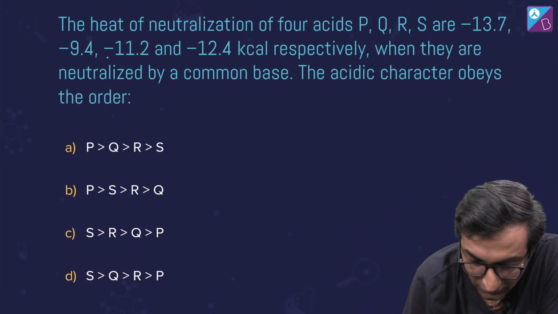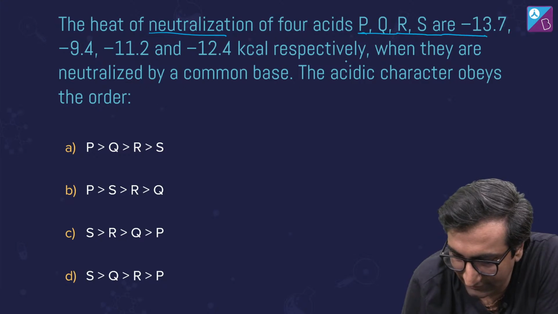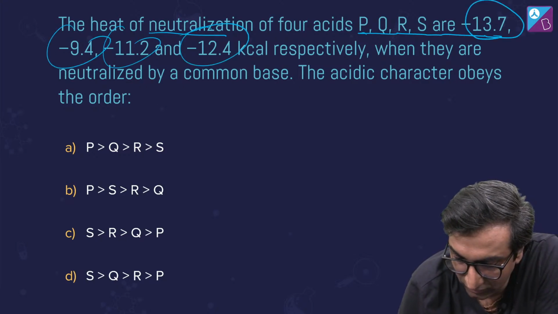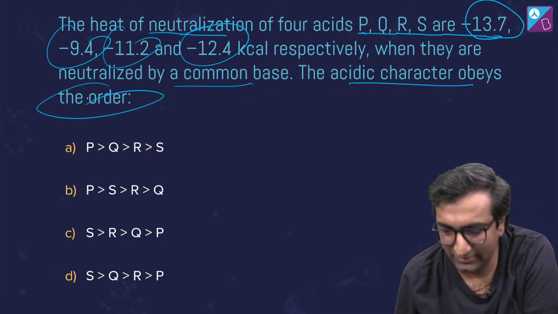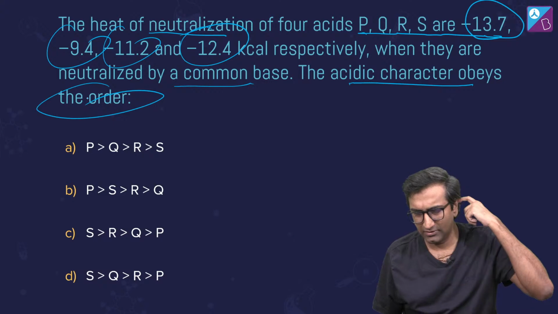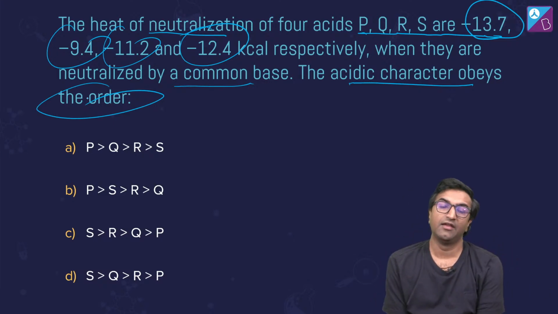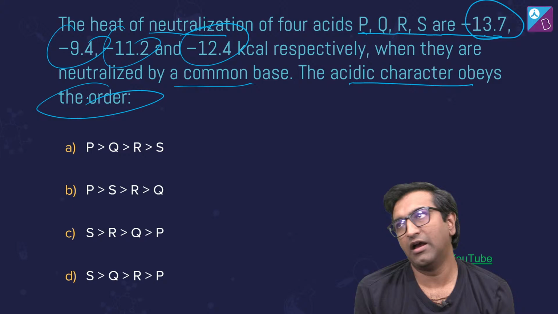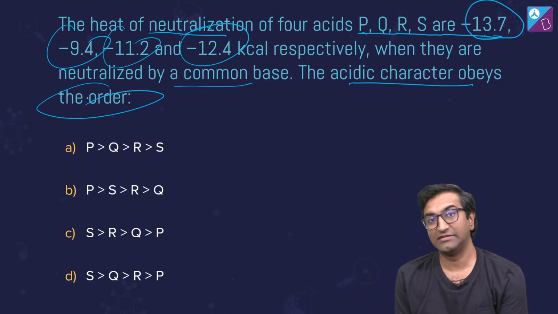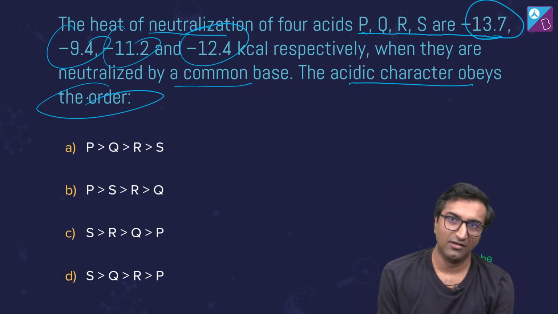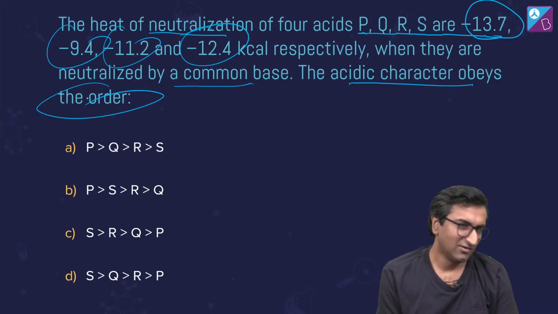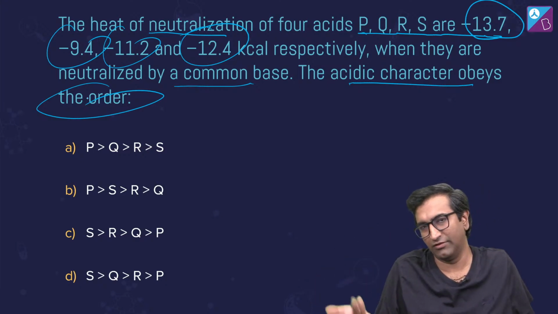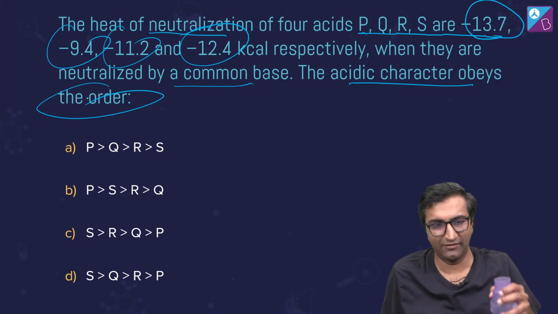Let's take a quick question. The heat of neutralization of 4 acids P, Q, R, S are some value, and another value. When they are neutralized by a common base, what is the acidic character of these? Here's a quick question. क्या वैल्यू 13.7 से ज्यादा हो सकती है? ज्यादा तभी हो सकती है अगर point number 1, your base is in excess, point number 2, and actually that should be point number 1, you don't have a 1:1 acid. Instead of HCl you use H2SO4 or some other acid that furnishes more than 1 H plus ion in solution. So yeah, but if you have a 1:1 then it cannot be more than 13.7. That's like the limit because that's the maximum heat released.